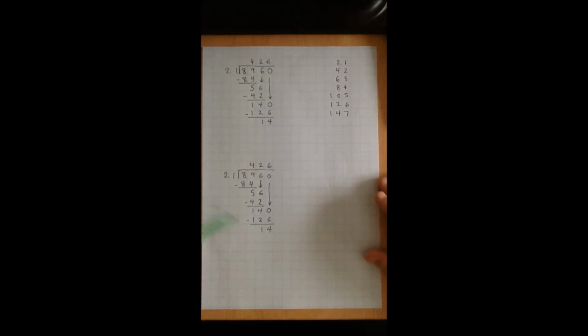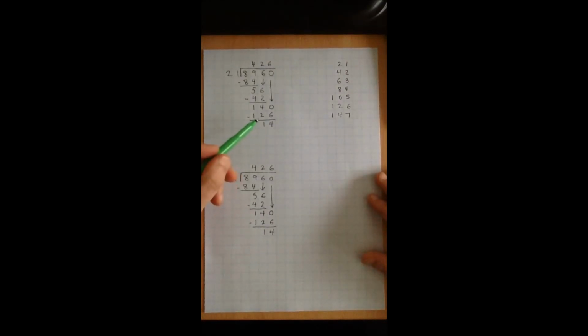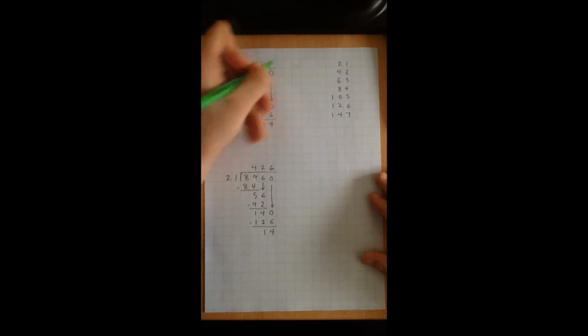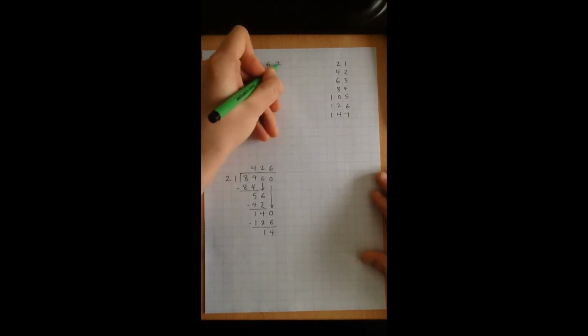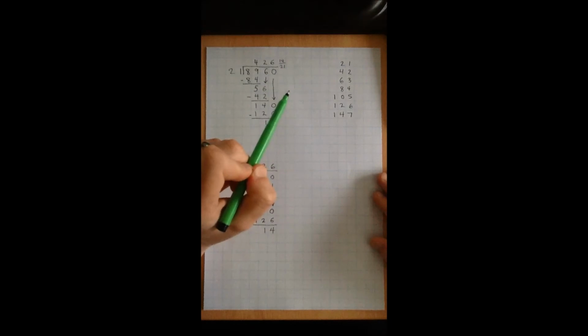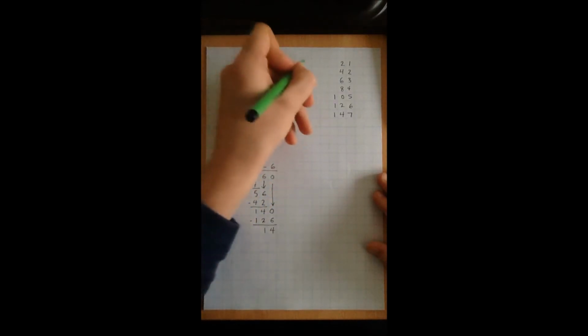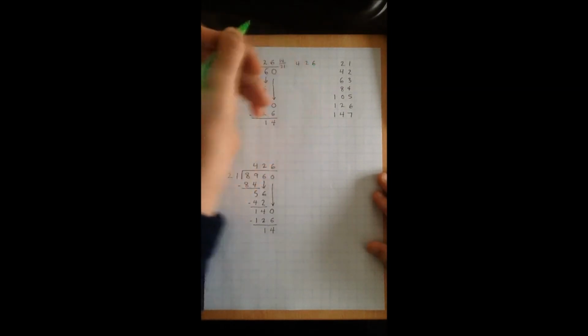However, there are 2 other ways of expressing the remainder. One is as a fraction and one is as a decimal. If we're expressing as a fraction, we've got 426 and then we've got 14 over the divisor, which was 21. Now we can simplify that, 14 over 21, which will actually lead us to an answer of 426 and 2/3.